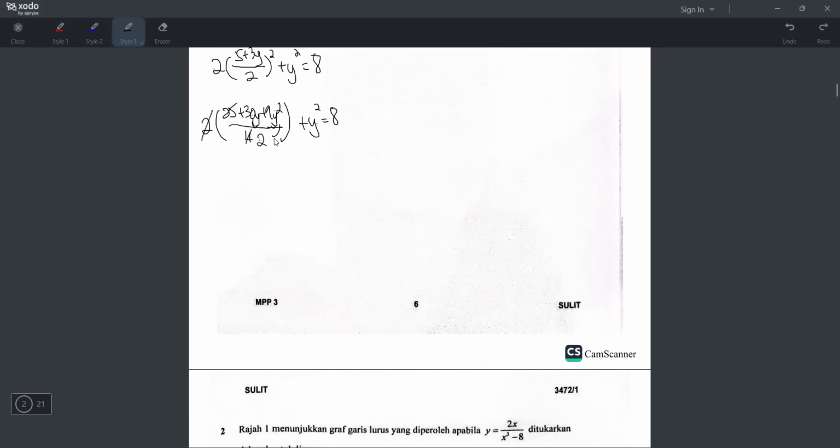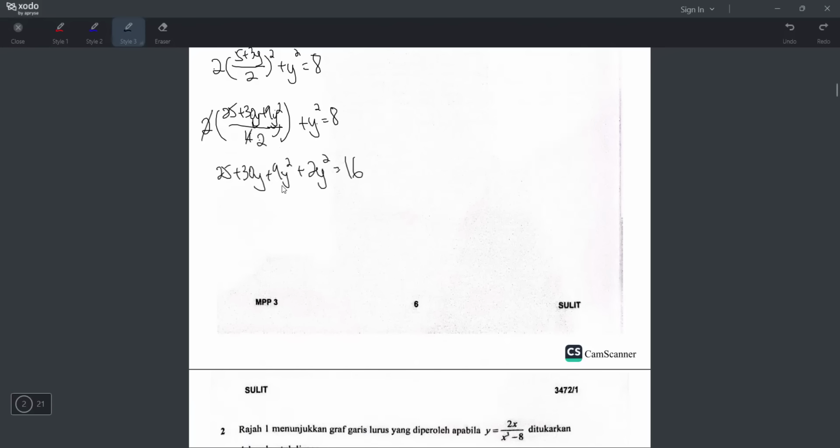So to get rid of the fraction, I will take everything times 2 here. So what happens is everything times 2. So it becomes 25 plus 30y plus 9y square plus, when you take this one times 2, it becomes 2y square. 8 times 2 will be 16. Basically everything times 2 lah. So when you take this whole thing times 2, the 2 hilang already, because when you times 2, you cut already, right? But the y square also have to times 2, 8 also have to times 2.